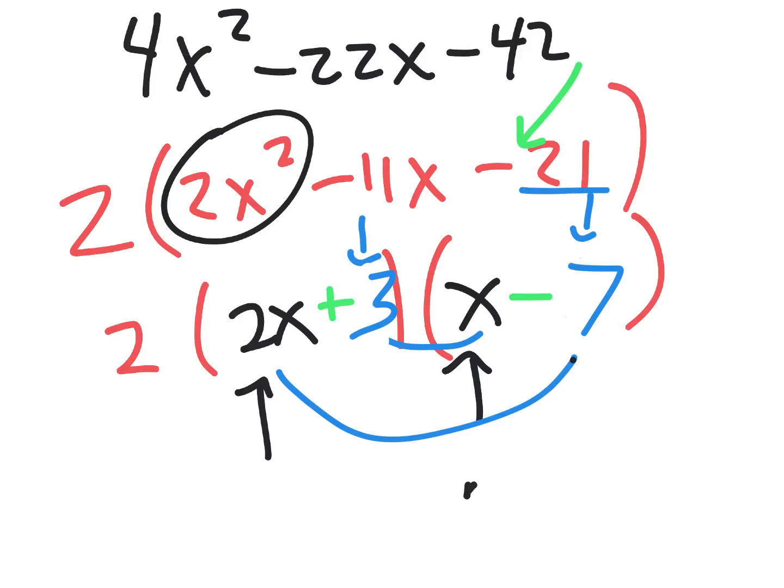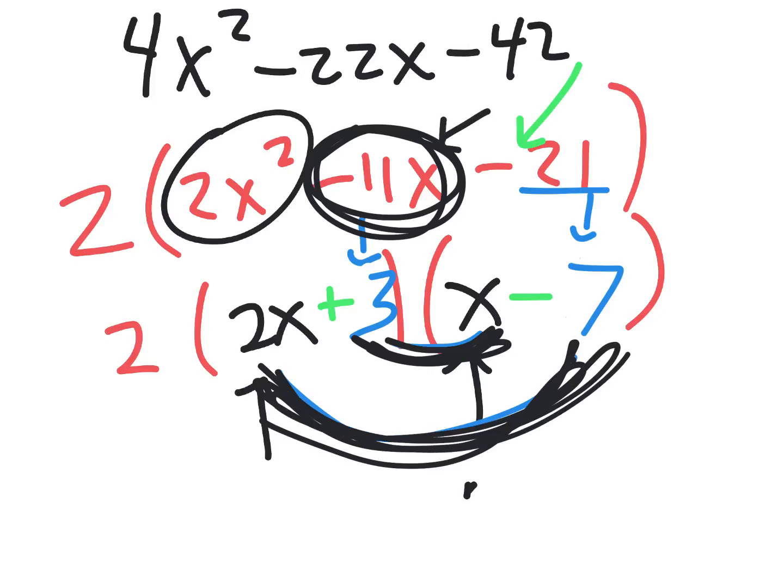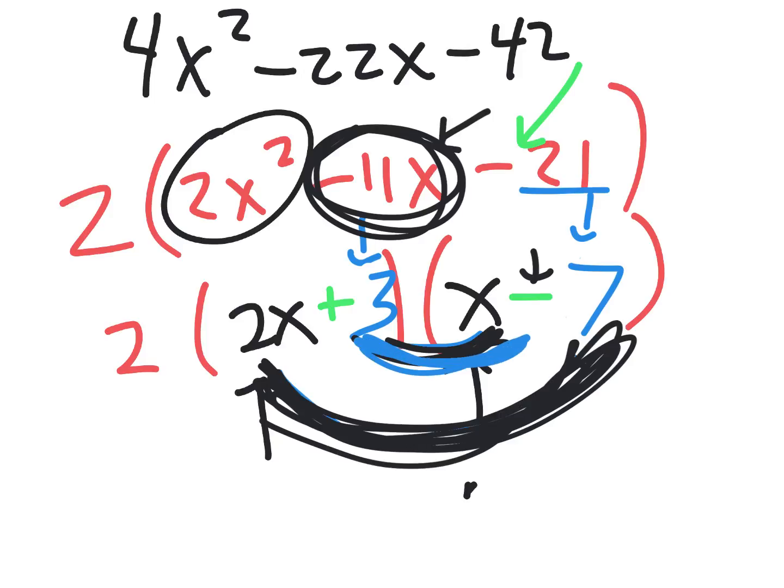No, you're using that old trick you learned in middle school, and it is wrong. They don't add up to this. This and this are supposed to add up to this. What do the 7 and the 2 make? 14, and it's negative, so negative 14. Negative 14 and positive 3 does make negative 11x.